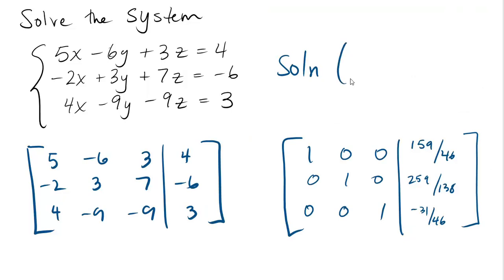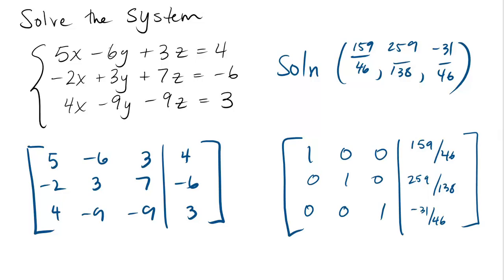And so our solution is this ridiculous ordered triple: 159 over 46, comma 259 over 138, comma negative 31 over 46. You can imagine what a hassle that would have been to come up with by hand. Here it just took a few button presses and we were home.